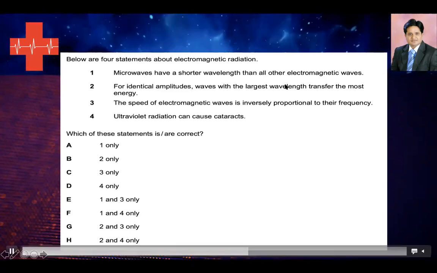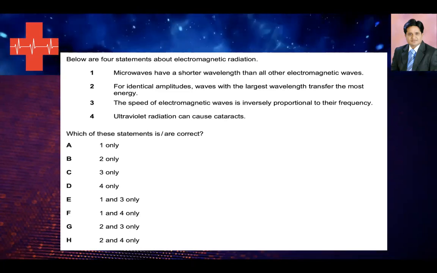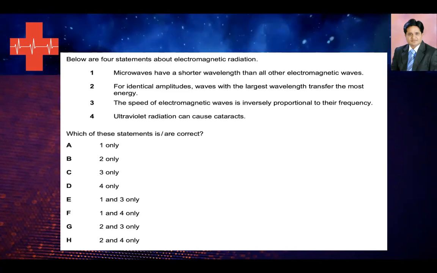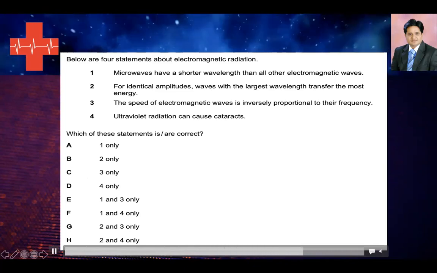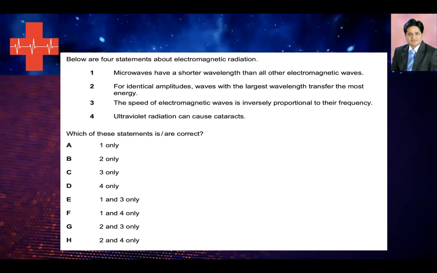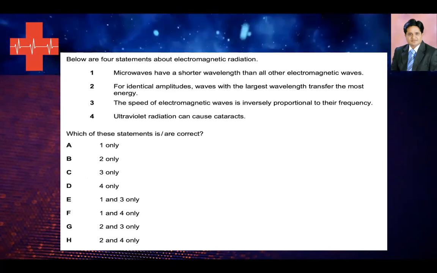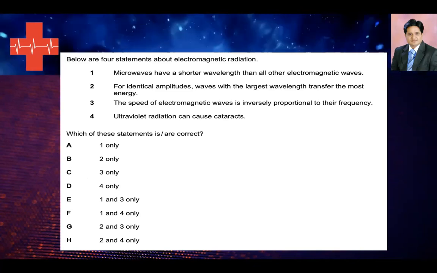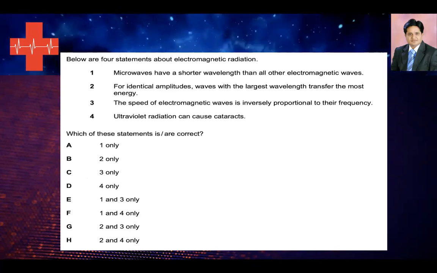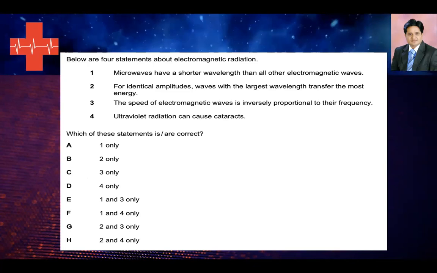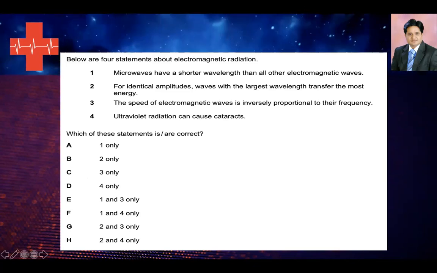Number two, waves with the largest wavelength transfer the most energy. So you need to know the relationship between frequency, energy, and wavelength. The third one is the speed of electromagnetic waves is inversely proportional to the frequency. So you need to know the relationship between velocity and the frequency. And lastly, ultraviolet radiation, you need to know the nature of ultraviolet radiation. Obviously, if it has more energy than visible, it can cause cataract. So let's go over each statement one by one. Let me share my screen with you.